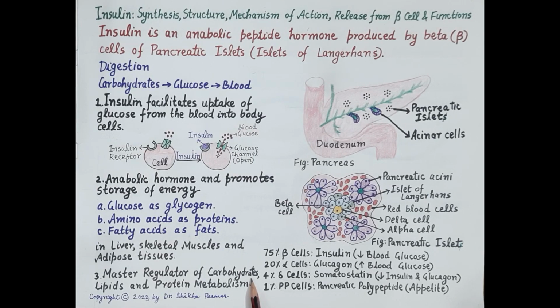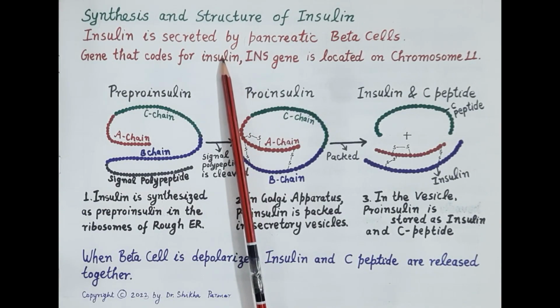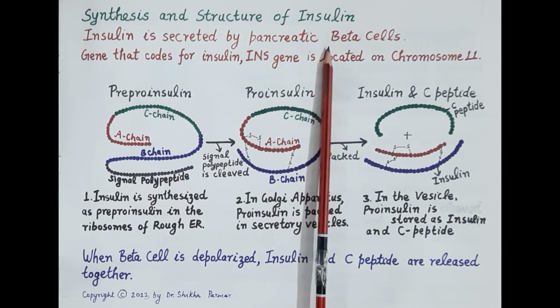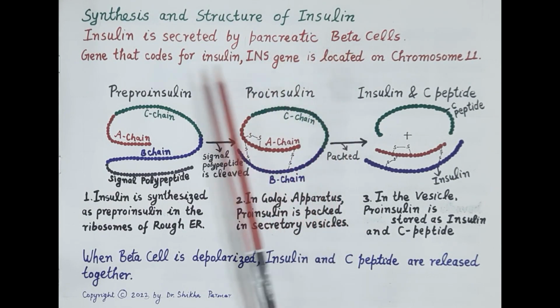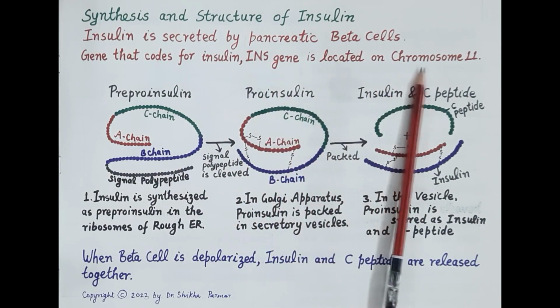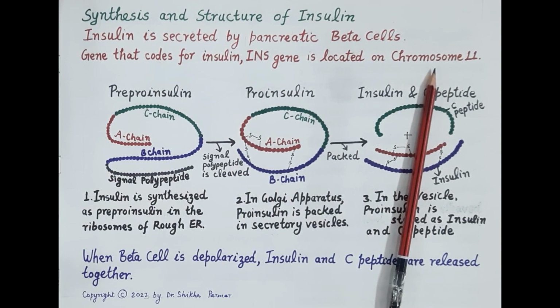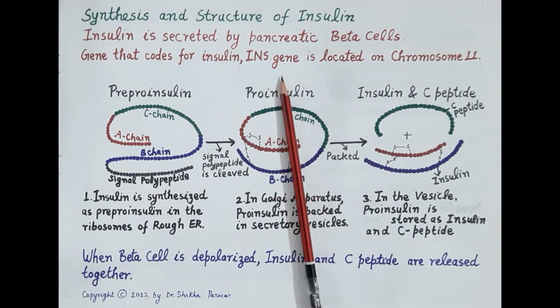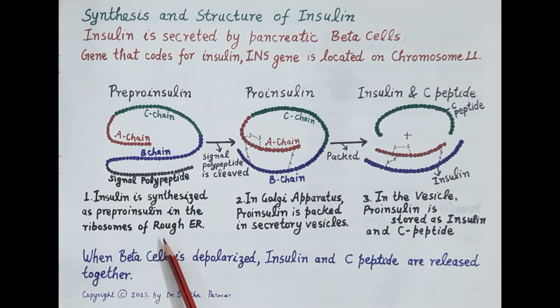Now, let's study structure of insulin and how insulin is synthesized. By now, it's clear that insulin is secreted by pancreatic beta cells. The gene that codes for the synthesis of insulin is the INS gene, and it is located on the chromosome 11. Now, information carried on this gene is used to synthesize the peptide hormone, that is insulin. Now, rough endoplasmic reticulum. Ribosomes of rough endoplasmic reticulum produce pre-proinsulin.